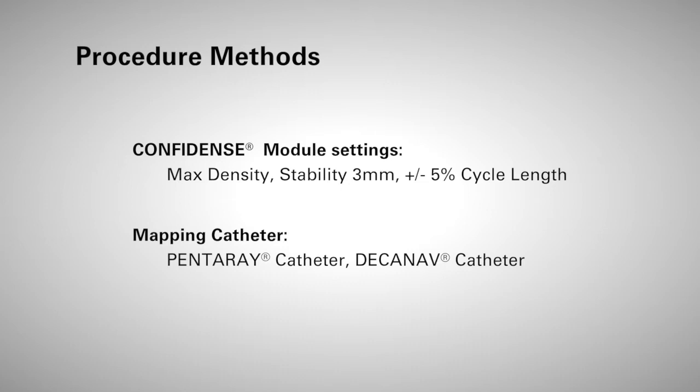Confidence was used with the Pentaray, which is critical for mapping these complex tachycardias. Maximum density for point acquisition, and catheter stability was 3 millimeters. The cycle length filter was set at plus or minus 5% of the tachycardia cycle length. Again, the mapping was performed with a Pentaray catheter, which is critical for these cases.